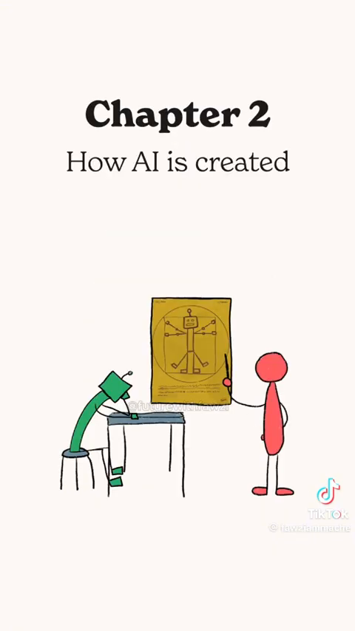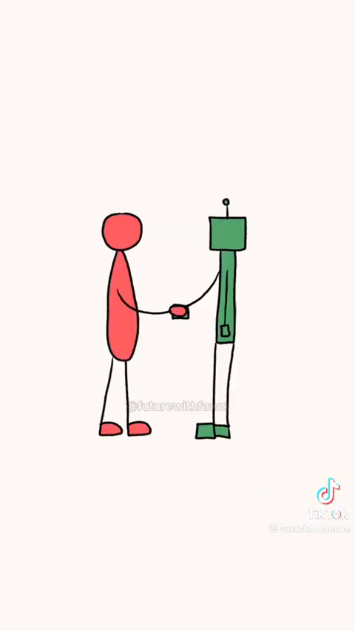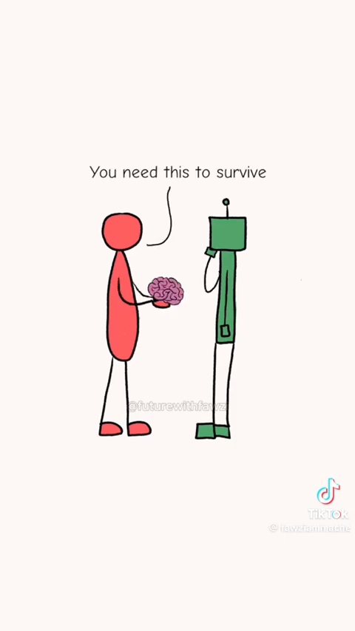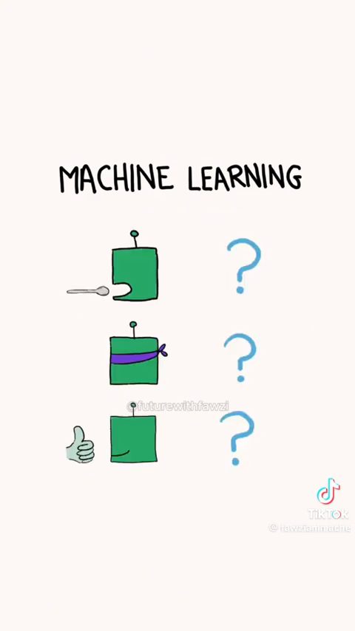Chapter 2. How AI is created. Imagine you adopted a pet robot, and you wanted to teach him how to think and do things on his own. This is called machine learning, and there's 3 ways you can do this.